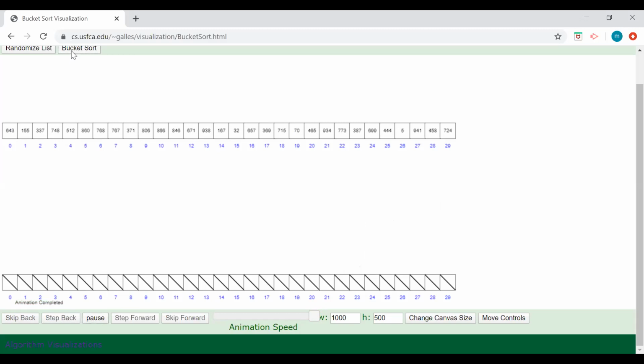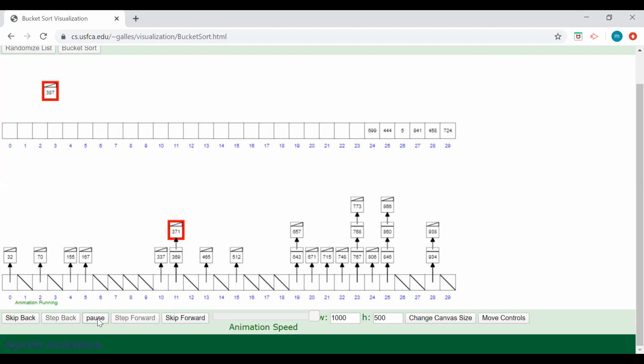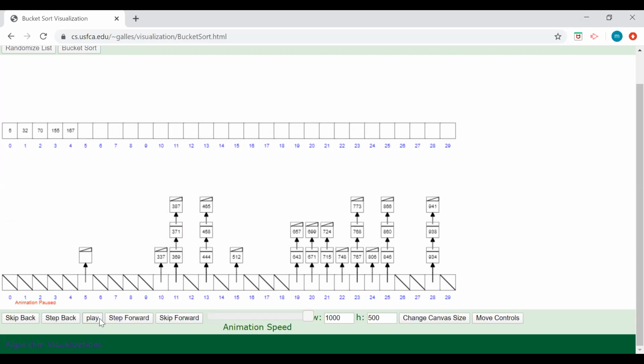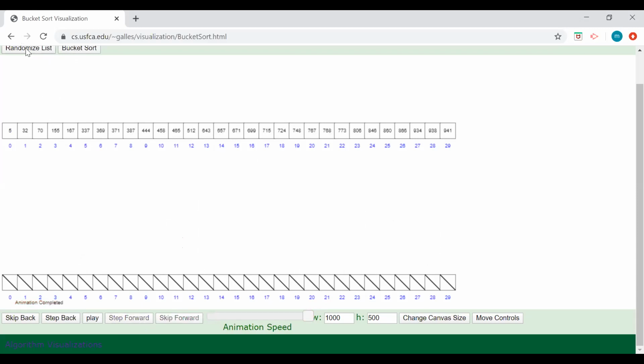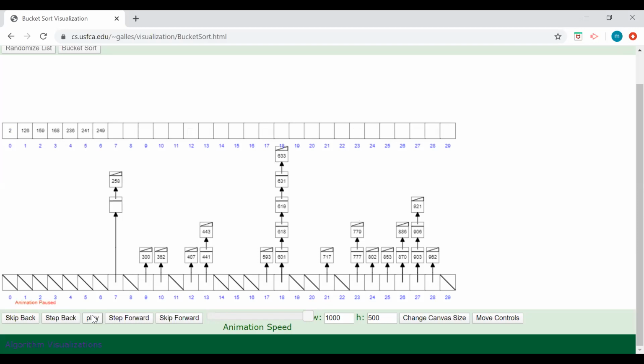Let's do it again. Okay, this distribution is not as good for the randomizing. Again, let's take a look. Let's randomize, bucket sort. This looks even worse.